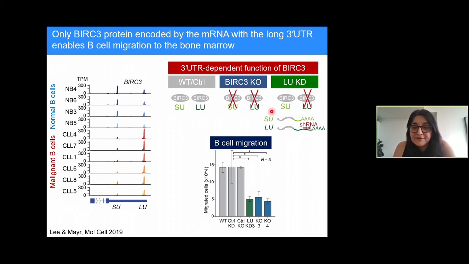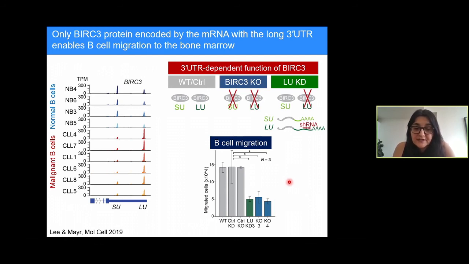Then we searched for a phenotype where LU knockdown mimics BRC knockout, because those are phenotypes that require the presence of BRC protein, but basically only require presence of the protein that was made from the long 3'UTR isoform. And one of these phenotypes is B cell migration. So in the control cells, they migrated nicely, but the cells that lack BRC3 protein had impaired migration, shown in blue here. But also the cells that still contained BRC protein made from the short UTR, but only lack BRC protein made from the long 3'UTR, are not able to migrate. So basically, the regulation of B cell migration is a 3'UTR-dependent function of BRC.